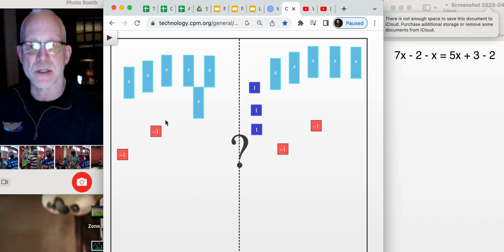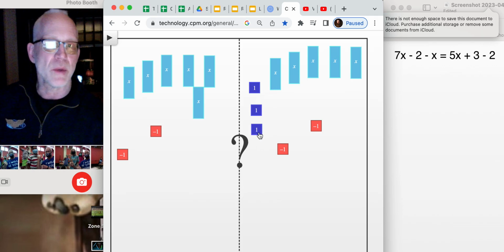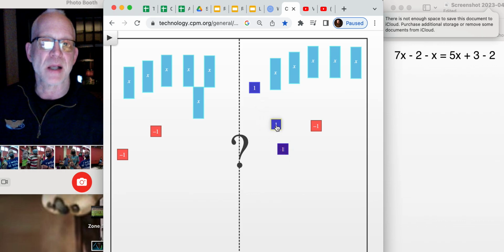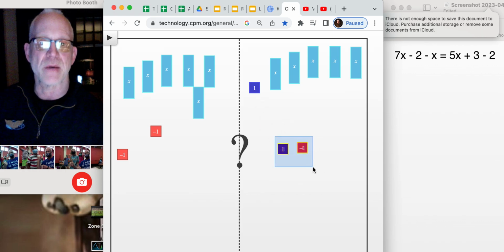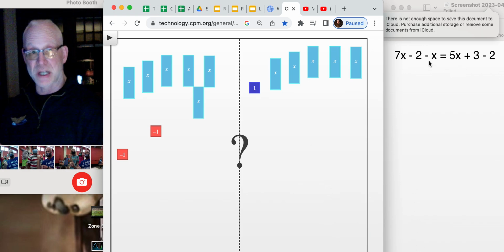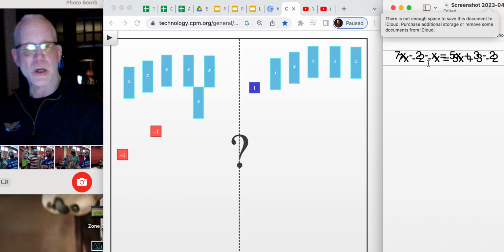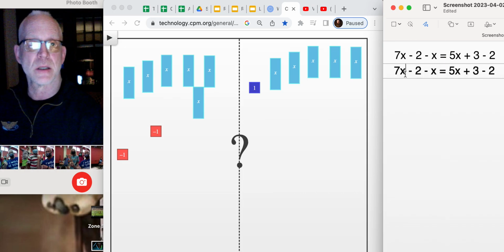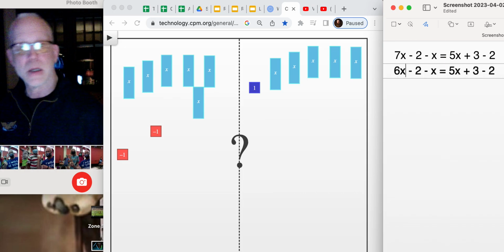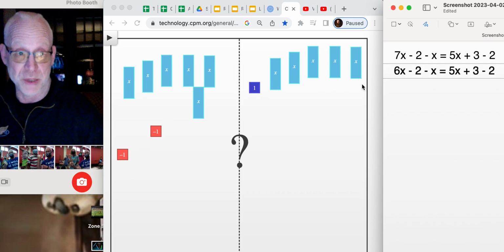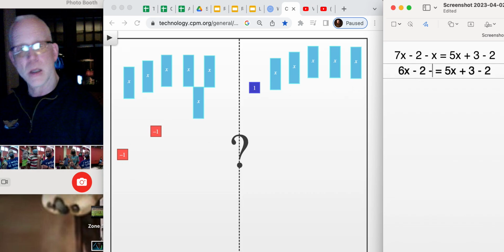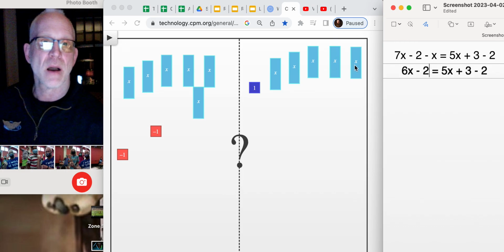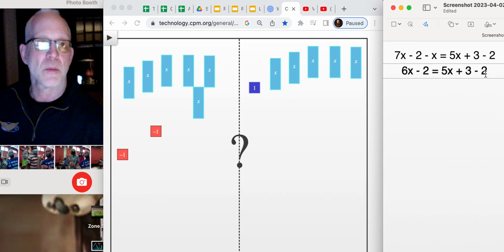Okay, no other 0 balances. But over here, we've got a positive and a negative that make a 0, and we've got another positive and a negative that make a 0. So now we can pull those off the board. Equation's different now, right? So we now have on this side 1, 2, 3, 4, 5, 6. We have 6 x's, subtract 2 or 2 negatives, equals 5 x's plus 1 unit, 1 positive unit.